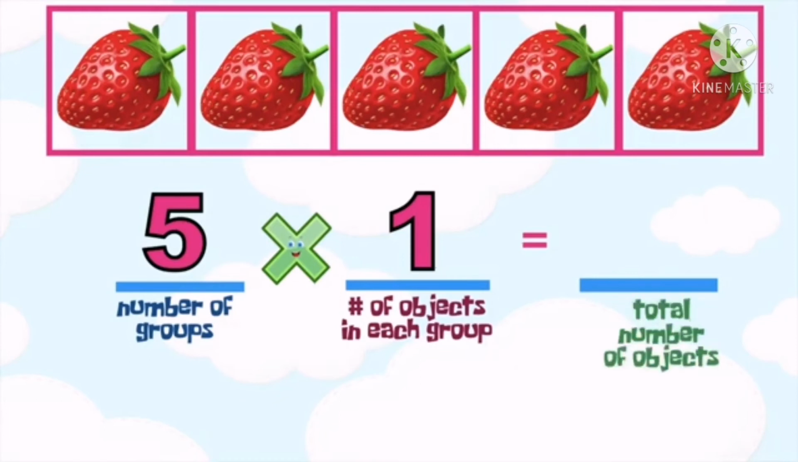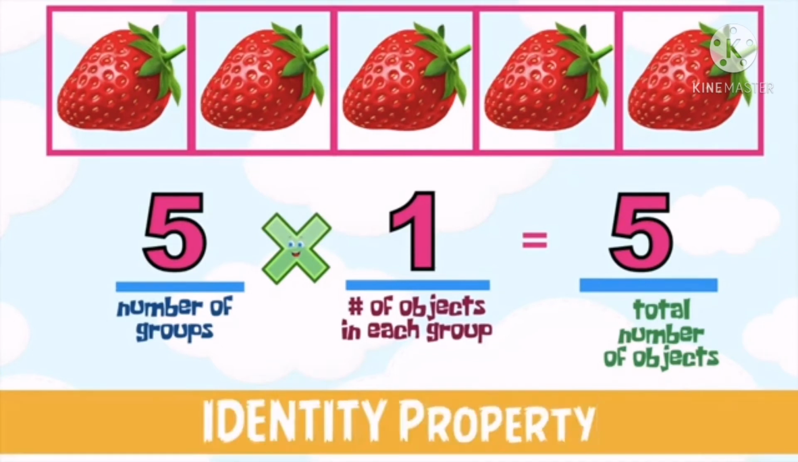How about the total number of objects? What is the product? Very good. That is 5 strawberries. So 5 times 1 is equal to 5. This property is what we call the identity property of multiplication.